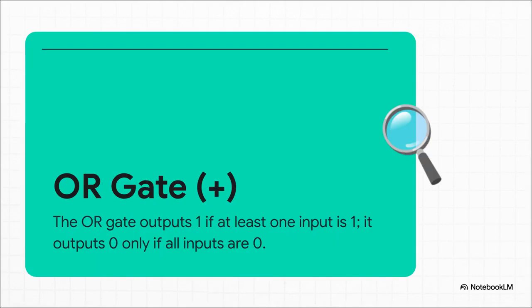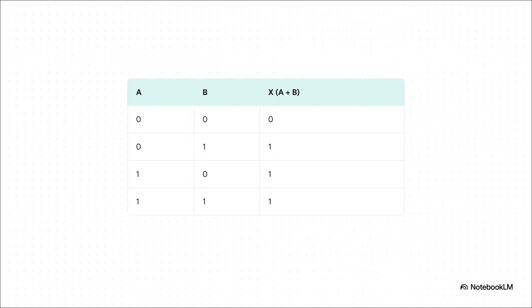And the OR gate is much more laid back than the AND gate. It'll happily give you a 1 if input A is a 1, or input B is a 1, or any of its inputs are a 1. It only gives you a 0 if all the inputs are 0. And the truth table shows you this flexibility. The only time the output is 0 is in that very first row, when both inputs are 0. Every other time, as long as there's at least one 1 coming in, you get a 1 going out.